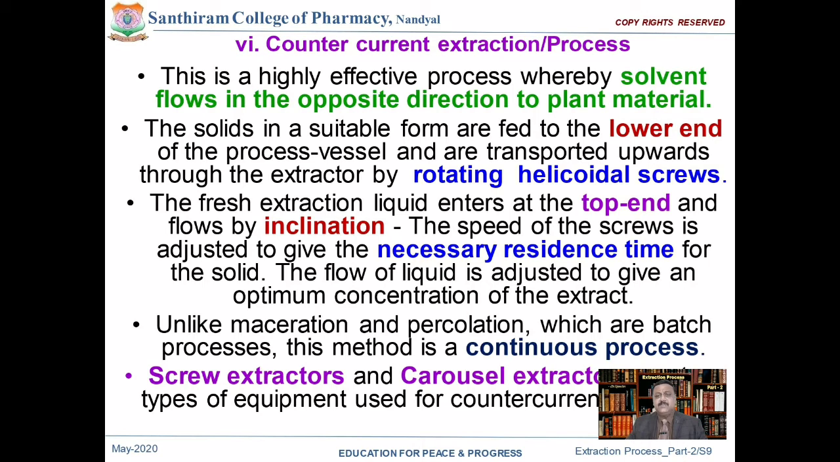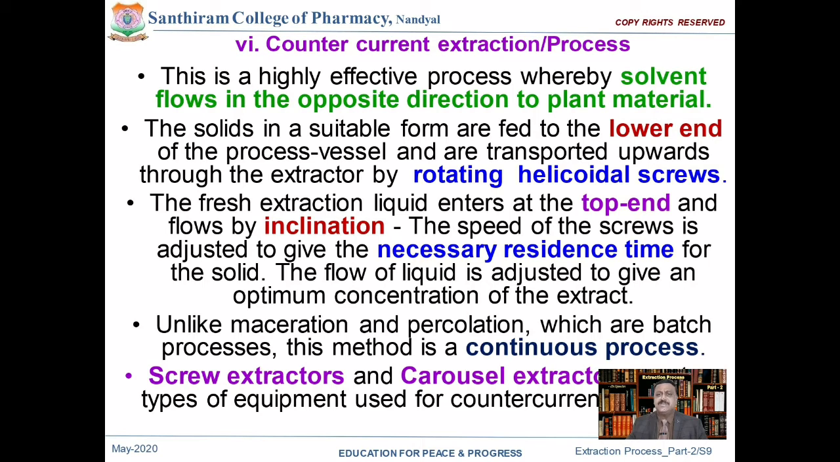Unlike the maceration and percolation processes, which are normally batch processes, this method is a continuous process, right? So you should understand the meaning of batch process and continuous process. Well, in pharmaceutical technology, a process which has feeding at one end and collecting the product at the other end continuously on regular flow as long as the machine is operated is called a continuous process.